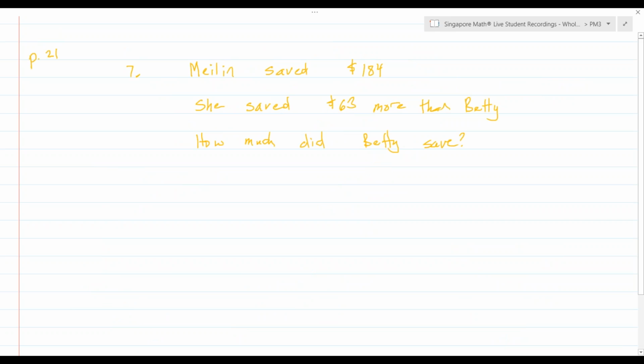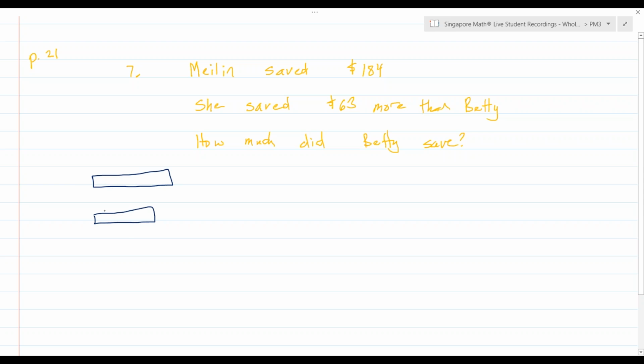All right, one more problem. Maylin saved $184. She saved $63 more than Betty. How much did Betty save? This is a great one to draw a quick picture. Again, that's why we use these lovely bars, because the quick picture makes it easier to see.